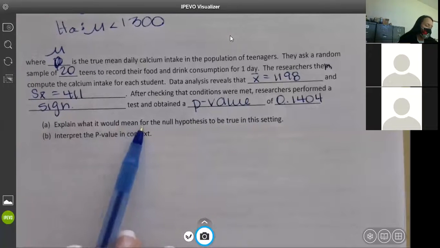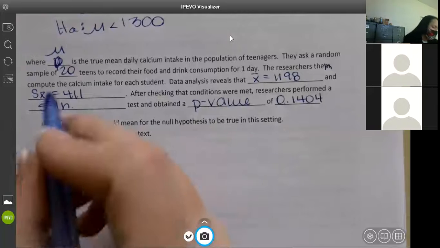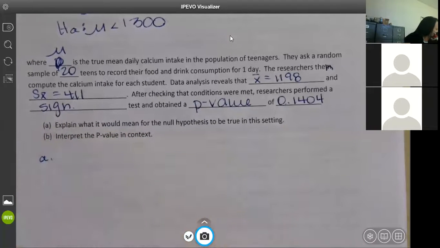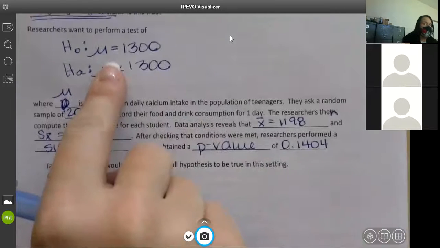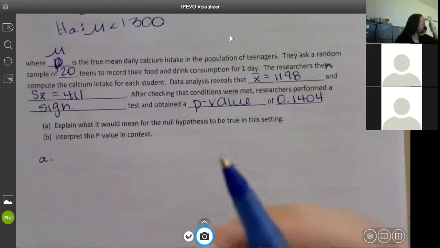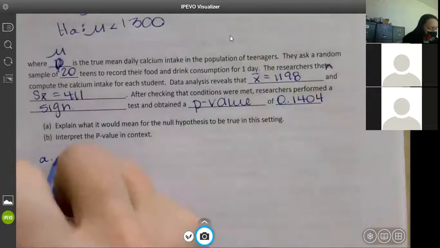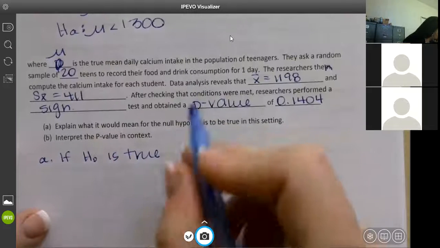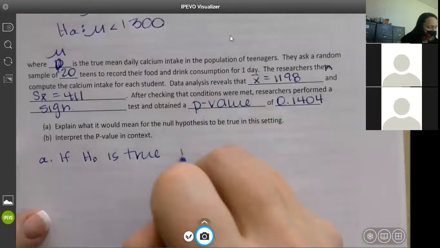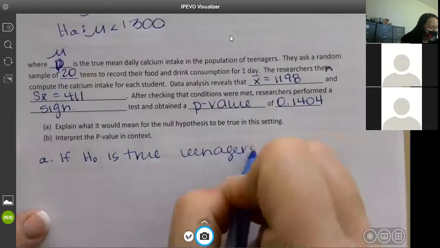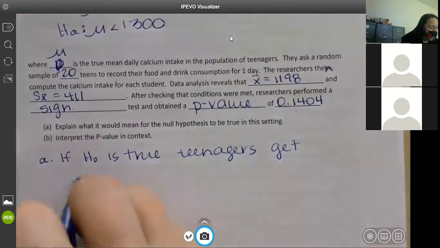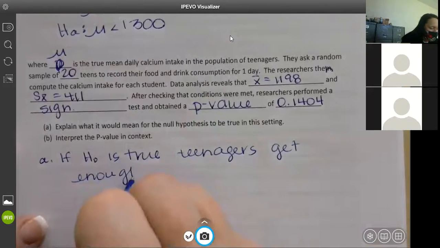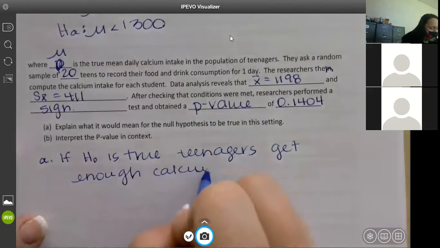So the first one says, explain what it would mean for the null hypothesis to be true in this setting. So what it would mean if it's true. What does that mean in context of the problem? If H sub 0 is true, teenagers get enough calcium per day.